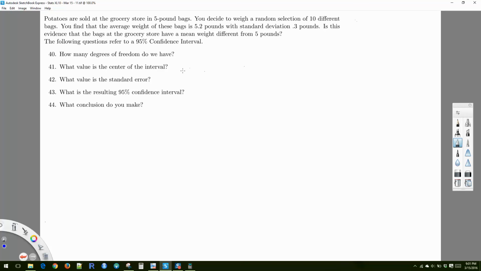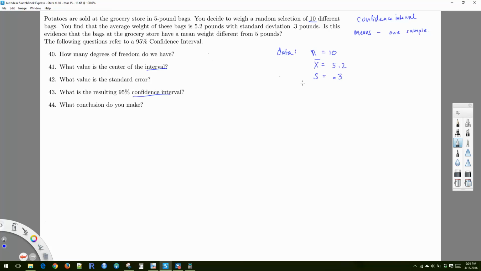Okay, what are we dealing with here? It says center of the interval, stuff like confidence. So we've got a confidence interval going on here. And we have means because we're dealing with weights of potato bags, and we've got one sample going on here. Okay. So let's list off the data that we have. We've got one sample, so this is easy. We've got n, and we're going to look at 10 bags. We've got x bar, the sample mean, 5.2, and our standard deviation is 0.3.